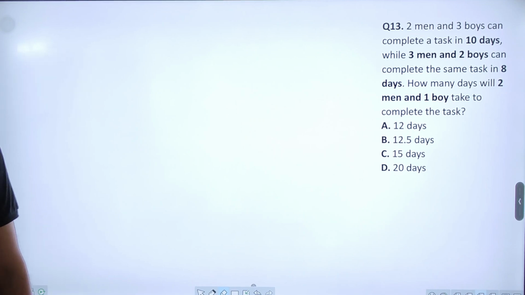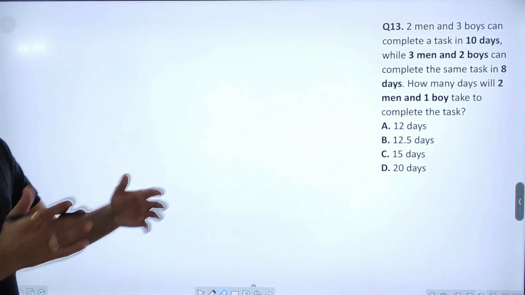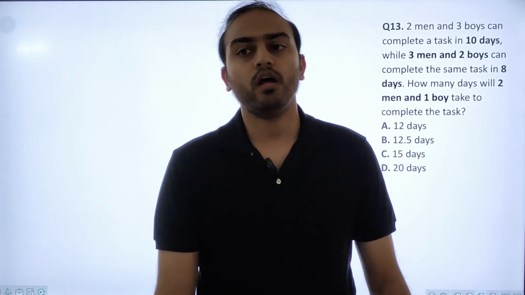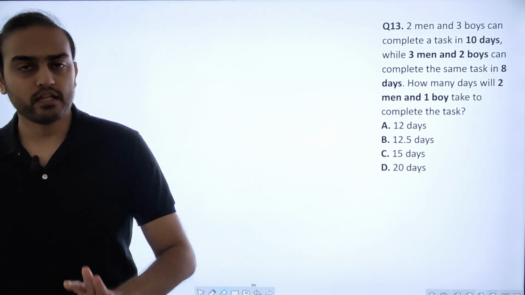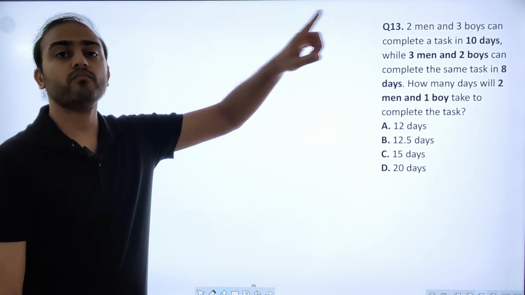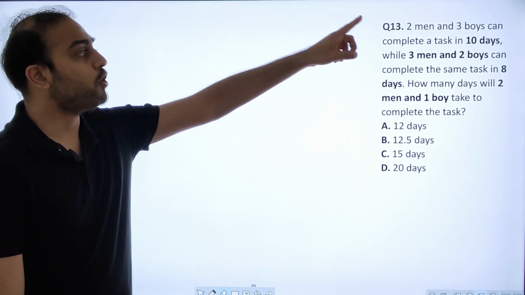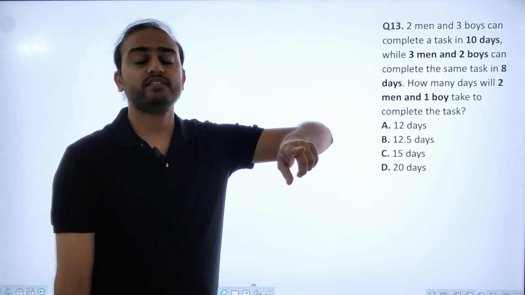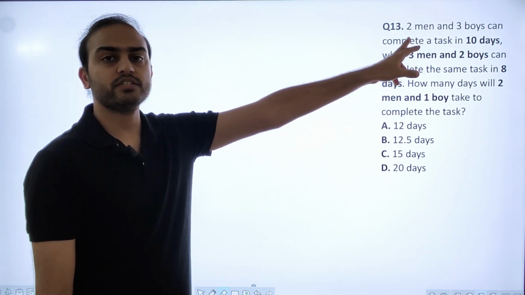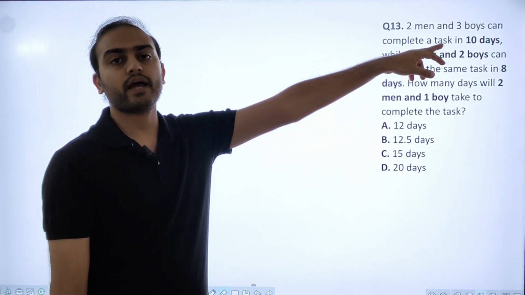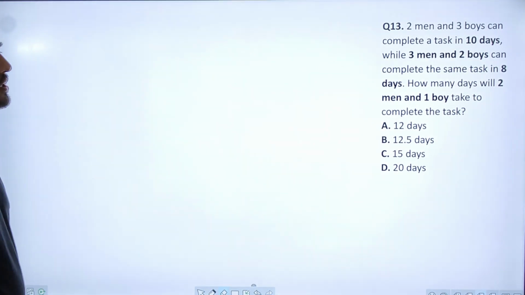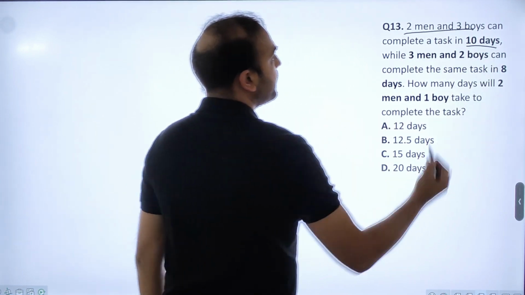Let's move to the next question type. Now we have a group of people. So far we had A, B, these were all individual people. Now that you have a group of people, again nothing changes. But by default we assume both the men will work at the same efficiency and all the three boys will work at the same efficiency. Again we make the table, 2 men, 3 boys, 10 days.